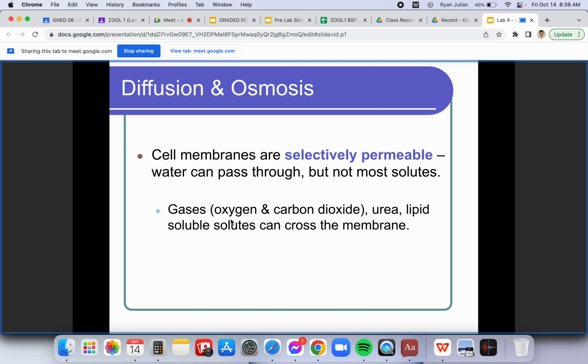Gases such as oxygen and carbon dioxide, as well as urea and lipid-soluble solutes, can cross the membrane. Urea is a waste product produced by animals.